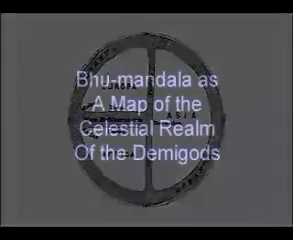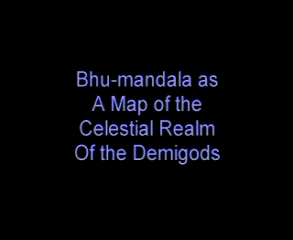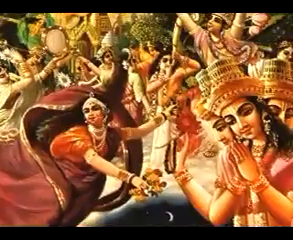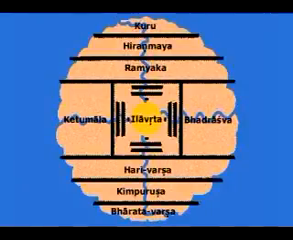Bhumandala as a map of the celestial realm of the demigods. Bhumandala can also be understood as a map of the celestial realm of the demigods. One curious feature of Jambudvip is that the Bhagavatam describes all of the Varshas, or regions, other than Bharatavarsha, as heavenly realms, where the inhabitants live for 10,000 years without suffering.